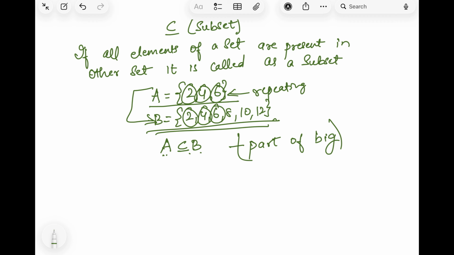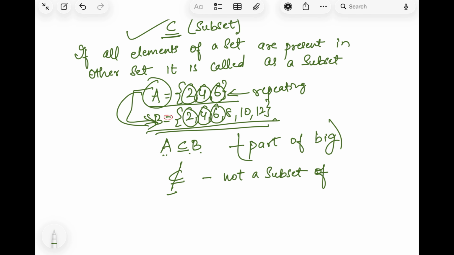But if it is not a subset, then the symbol for not a subset is just similar, just put a cross. This symbol is for not a subset of. So if it is a subset, you use this symbol. If it is not a subset, just put a cross across the symbol of subset. Okay, so this is what is subset. Subset is a part of a big set. The elements of one set are repeating in the second one is called as the subset.